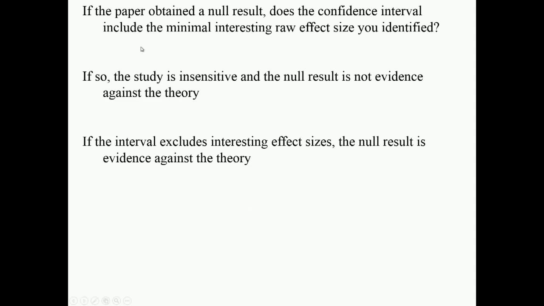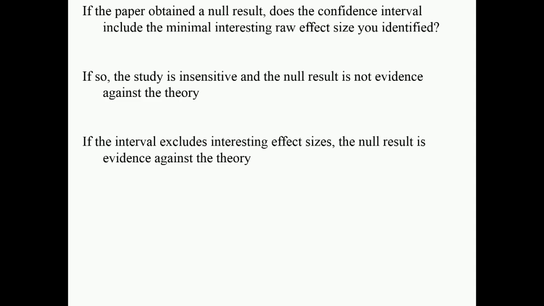So, here's some questions you can always ask. And this is incidentally why I'll teach you how to do it by hand. It's very easy to do a confidence interval by hand from the summary data presented in papers. If the paper obtained a null result, does the confidence interval include interesting raw effect sizes? If it does, what does that null result mean? Not an awful lot, right? The data are consistent with the null, also consistent with the theory being true.